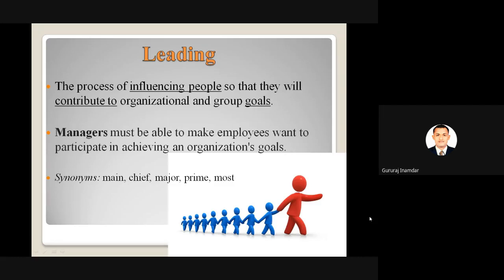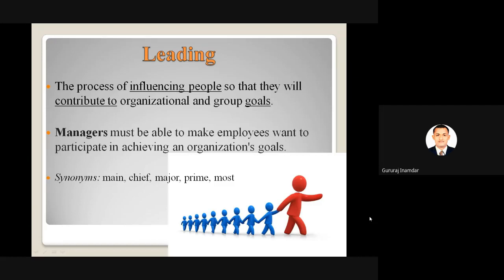Basically, leading is nothing but a process of influencing people. Influencing means that people will start work immediately and effectively. So influencing people is nothing but motivating them so that they will contribute to the organizational goal and the group goal. This is an important definition of leading. We will discuss the different types of leading, but this is the definition. Leading is related to the manager, as we are studying this subject from the point of view of the manager. The manager must be able to make employees want to participate in achieving an organizational goal.